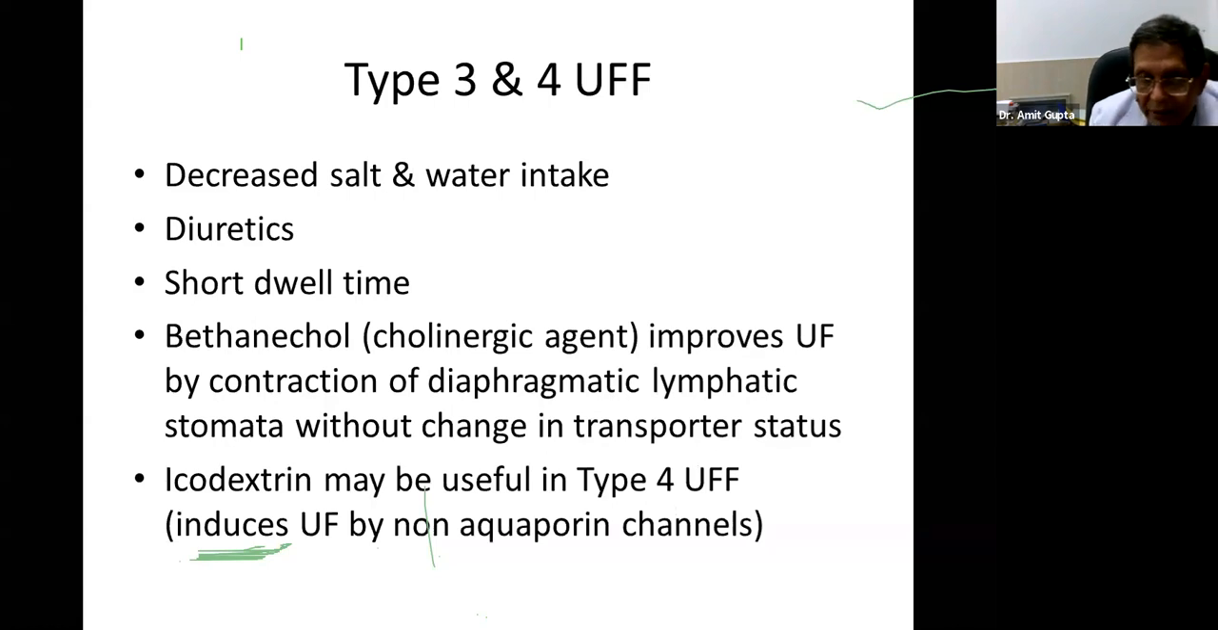So when you have this type 3 or type 4, what can you do? You can reduce your salt and water intake. You can give diuretics if it helps. Shorten the dwell time. And if you have a type 4 ultrafiltration failure with aquaporin deficiency, you can use icodextrin, because it has been shown that you can increase the ultrafiltration by using non-aquaporin channels.